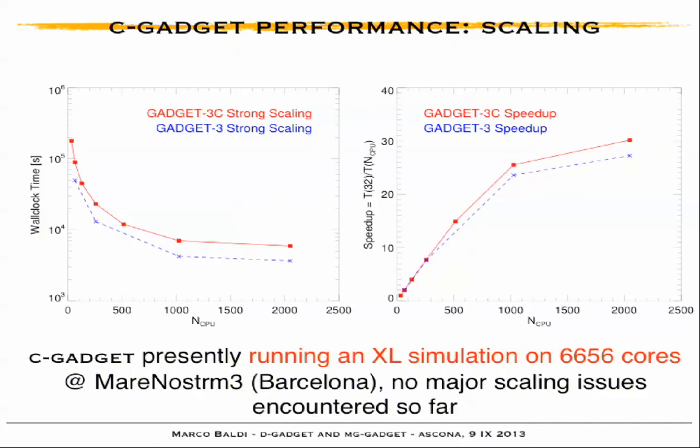This is the scaling. Basically, the code doesn't show any particular problem in scaling. So actually, we have very similar scaling to standard Gadget. This has been tested. These are two plots that I prepared for a PRACE Tier-0 proposal that was approved last year. And we tested up to 2048 cores. But at the moment, the code is running on 6,656 cores on MareNostrum 3. And so far, we didn't encounter any major scaling issue. We encountered other problems, a lot of other problems, but the scaling seems to be fine.